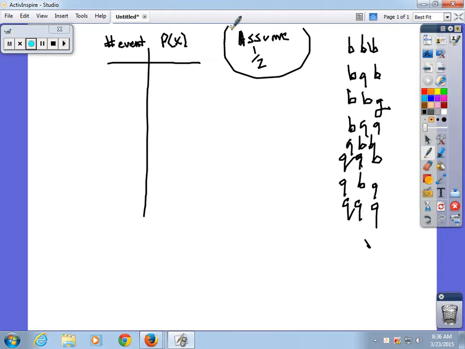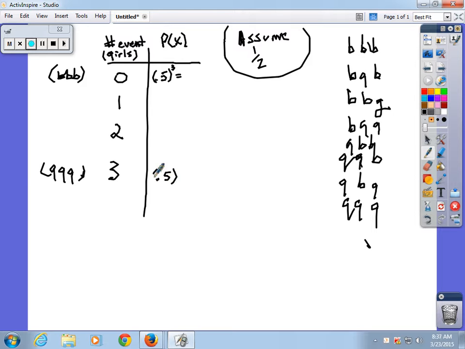Now, what is the probability of having, let's say, girls? Okay? So, what choices do we have? 0 girls, 1 girl, 2 girls, or what? 3 girls. Now, we all know that 0 girls means what? Boy, boy, boy. And 3 girls mean girl, girl, girl. So, the binomial distribution for boy, boy, boy would be 0.5 to the 3rd power. And probability of all girls would be 0.5 to the what? 3rd power.